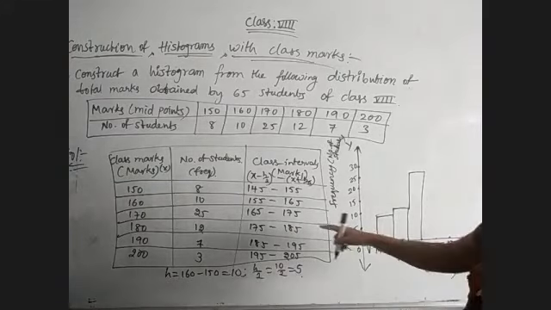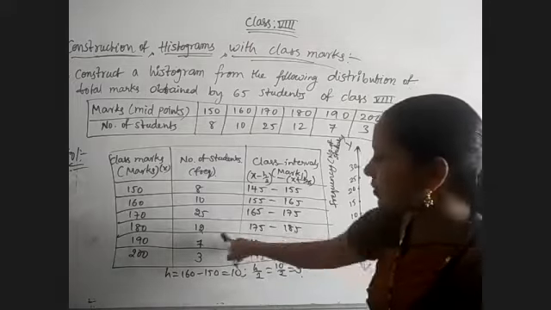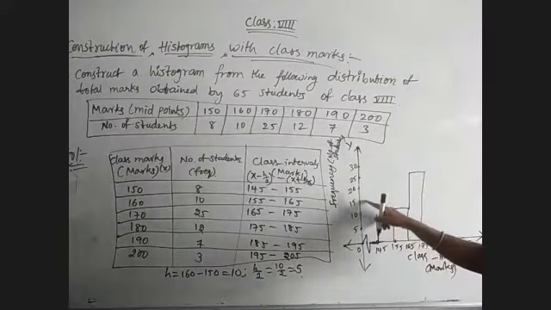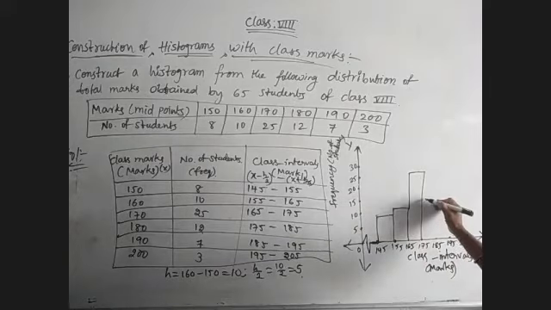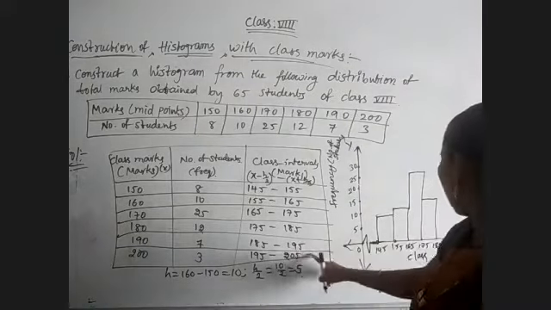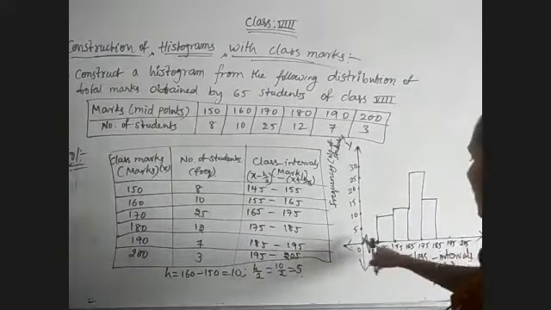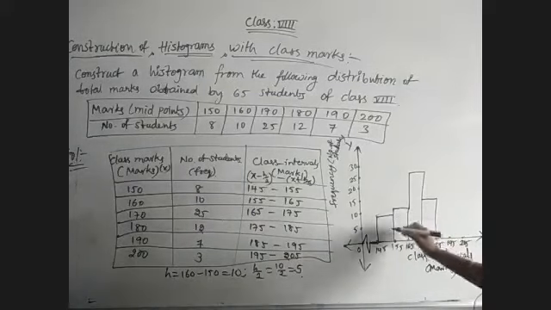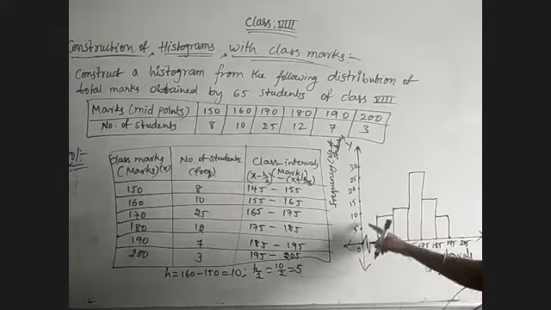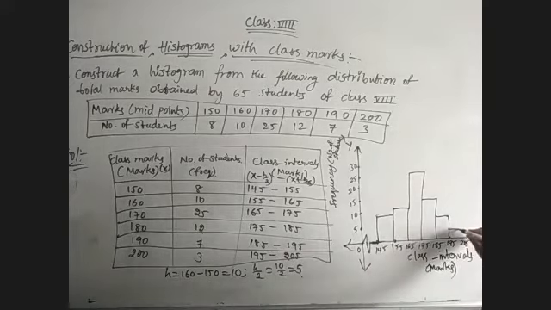Okay. Then 175 to 185, 12 students are there. So 12, 10 more, it is between 10 and 15, so 12 I am taking here. Next, 185 to 195, 7 students were there. So more than 5, a little bit down of 8. Next 3, so less than 5, here we'll get like this.